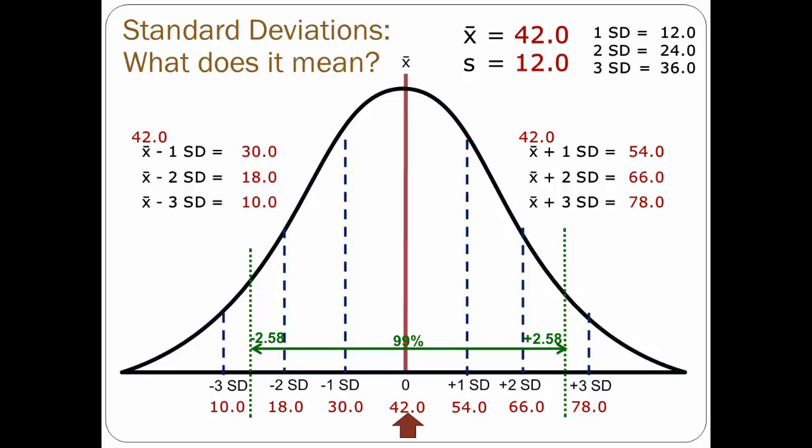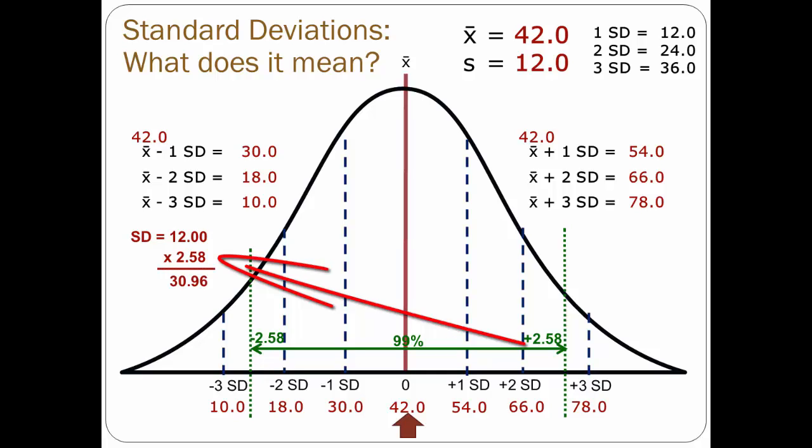If we use this as the multiplier, we would take the standard deviation of 12 and multiply it by 2.58 to get 30.96. That means that 99% of our scores would be between 11.04 and 72.96.